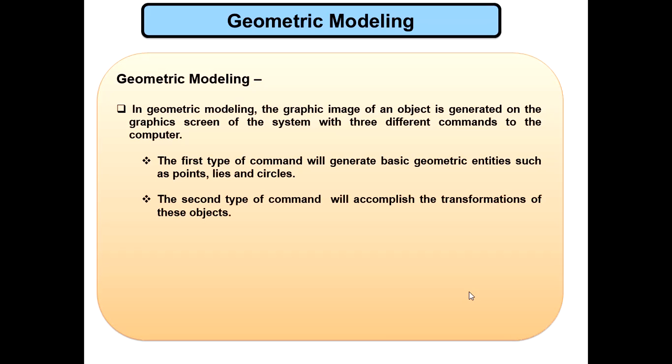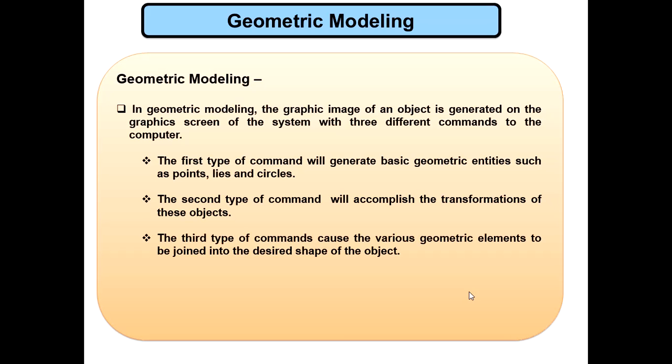Then we have the second type of command. This accomplishes the transformation of these objects. Already we have seen the transformations of the object in the first unit: translation, scaling, mirror, shear. We have even seen the undo transformation, how we can do the undo transformation in geometric transformation. This undo transformation in the computer is nothing but the inverse transformation. So the second type of command is your transformation of these objects.